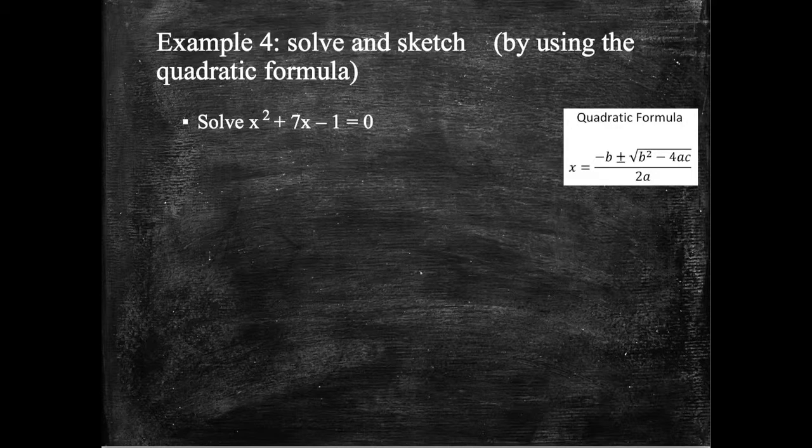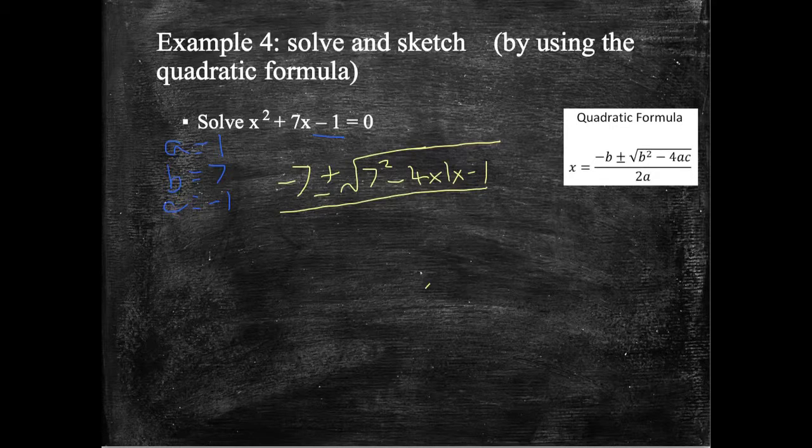Okay, let's have a little look then. First thing I always do is write down what A, B and C are. In this case, I've got 1x squared, so A is 1. I've got 7x's, so B is 7, and C is minus 1. Okay, so be really careful there. I'm then going to put the numbers into my formula. So I've got minus 7 plus and minus the square root of 7 squared minus 4 multiplied by 1 multiplied by minus 1, all divided by 2.